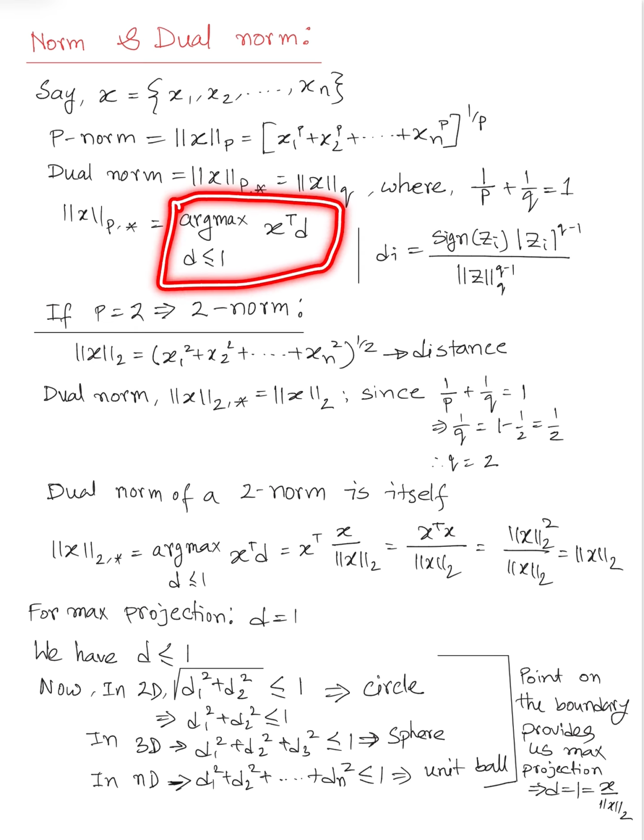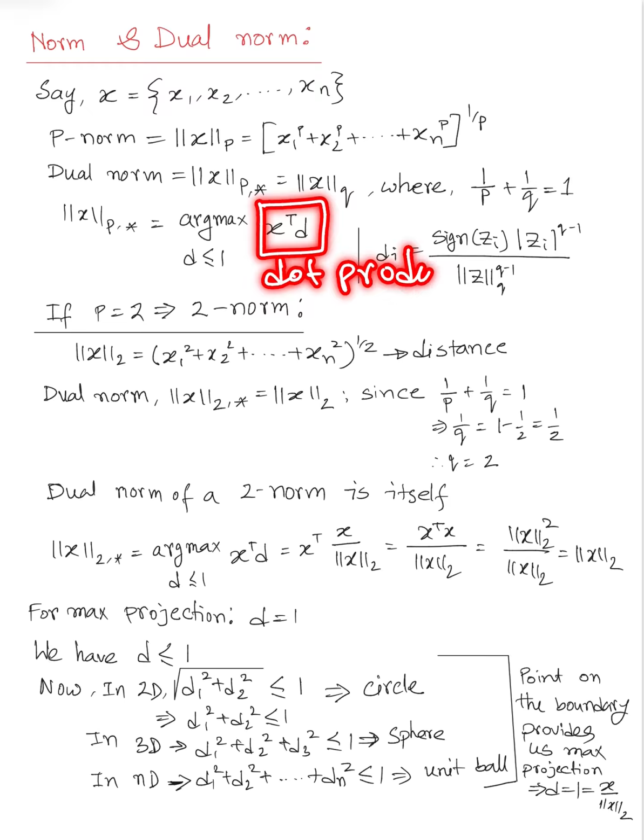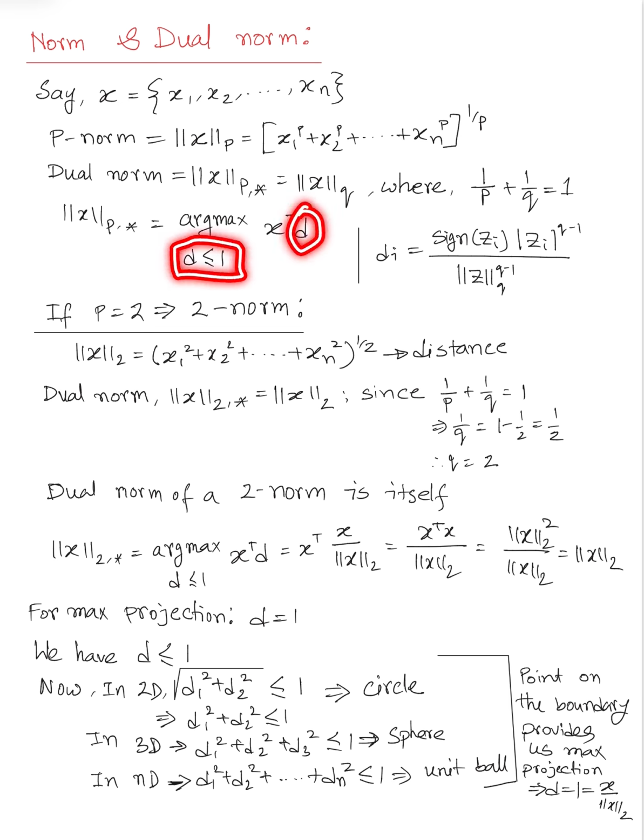Now, what does it actually mean? So this thing is basically a dot product, and this means the projection of vector x in the direction of another vector d. So we want the max of this whole thing, which means we want the maximum projection of x in the direction of d. Now, d is limited by this constraint, d is less than or equal to 1. So we'll have to find a certain d for which the projection of x will be maximum. So basically, this is an optimization problem where we are finding an optimal d for which this value is going to be maximum.